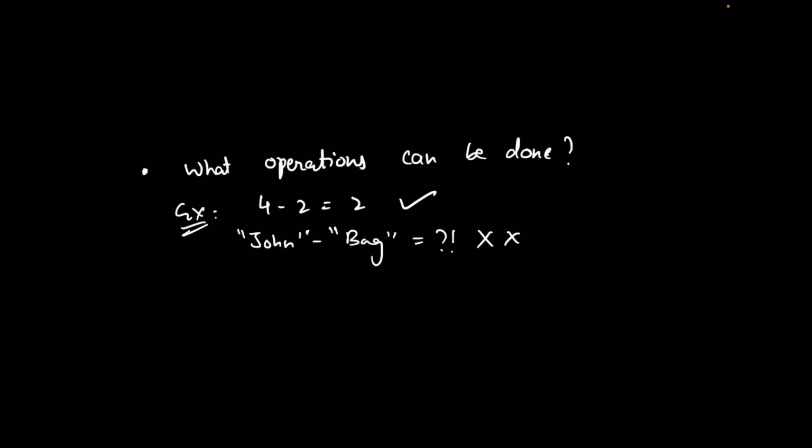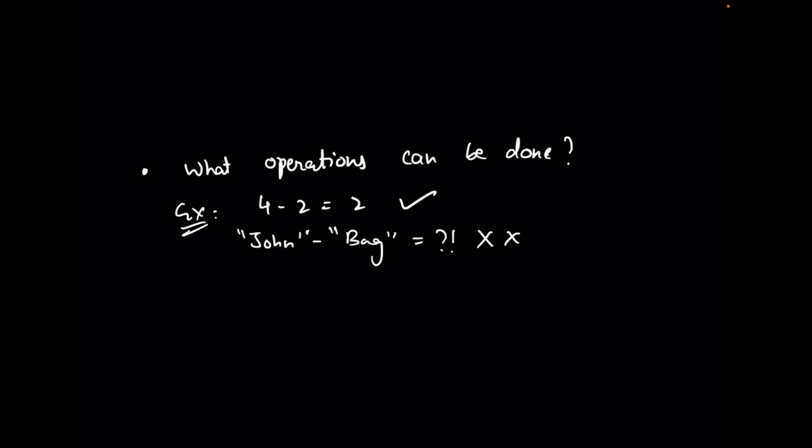But if I say that I have two strings, John and bag, and now I ask the compiler to perform a subtraction operation between them, this is obviously going to give an error because the compiler knows that integers can be subtracted, but strings can't be subtracted, right?